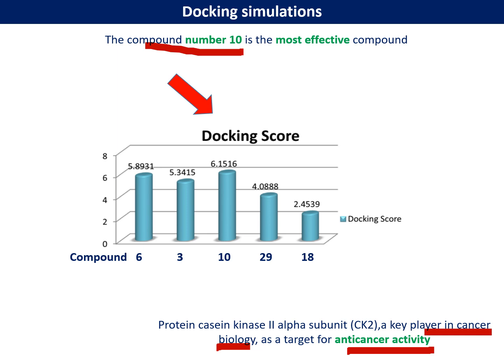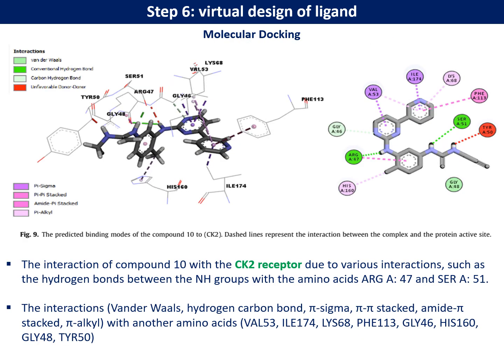Number 10, number 3, number 6, 29, and 18 with the CK2, and I found that compound number 10 here has the highest docking score. In this case the actual docking values are negative, but here I invert the docking score to make sure that we can easily visualize it. You can see compound number 10 has the highest docking score, so I will select the compound for further analysis.